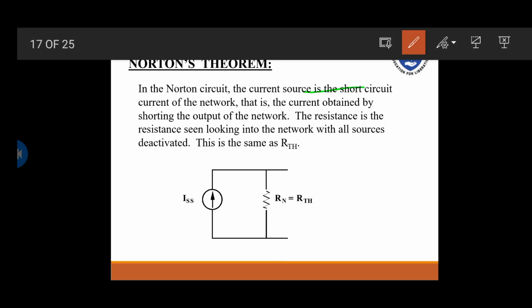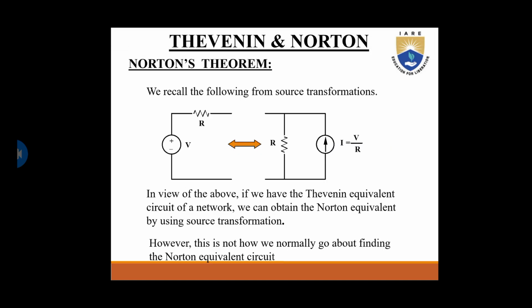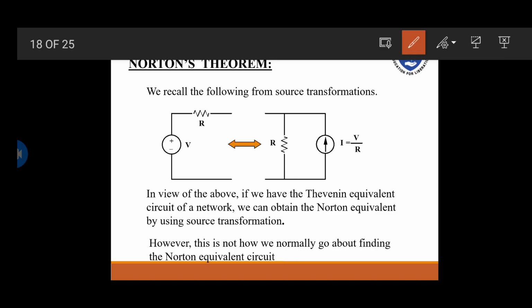In the Norton circuit, the current source is the short circuit current, that is, the current obtained by shorting the output of the network. The resistance is the resistance looking into the network with all the sources deactivated. Just deactivate all the sources as I discussed before, and make sure the circuit consists of only one current source and a resistor which are in parallel. Now we recall from source transformation: Thevenin's is in series, here it will be in parallel. If we have the Thevenin circuit, we can obtain the Norton equivalent by using source transformation.